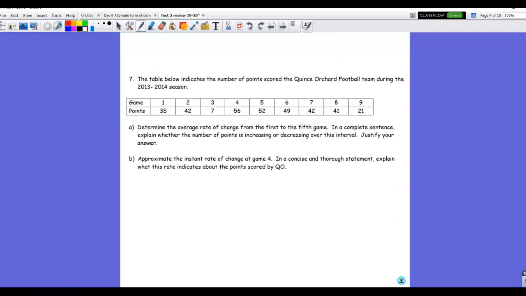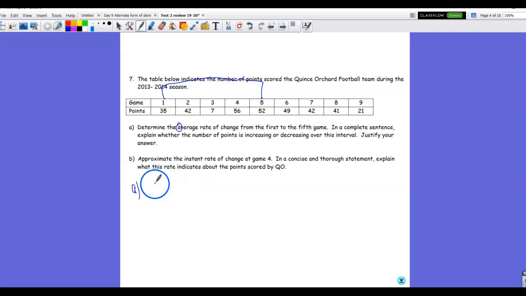In number 7, the table below indicates the number of points scored. Oh, this is kind of sad. A sad example by the Quince Orchard football team during the 2013-2014 season. Unfortunately, we don't have a season this year. Here is the game number 1, 2, 3, 4, 5, 6, 7, 8, 9, and the points that were scored during the game. Letter A, we're going to determine the average rate of change, which is algebra 1 slope, from the first to the 5th game.